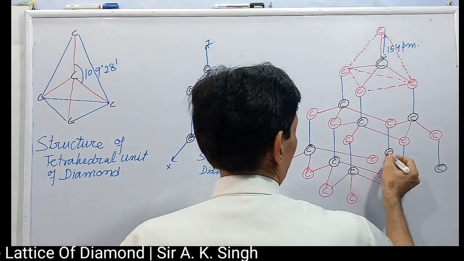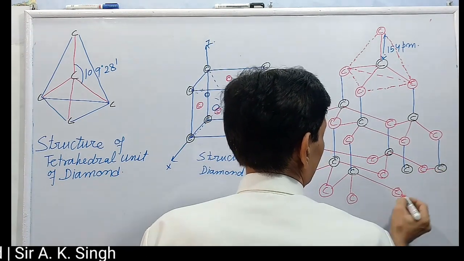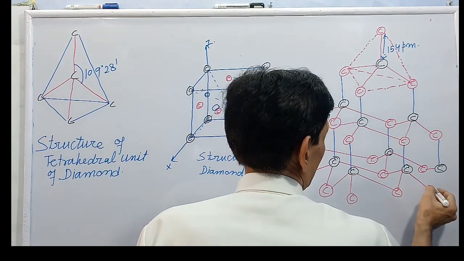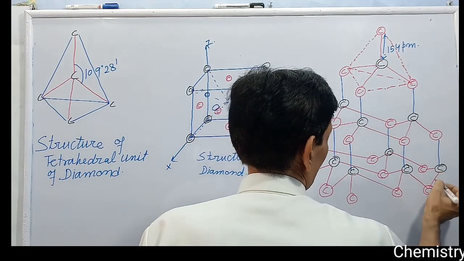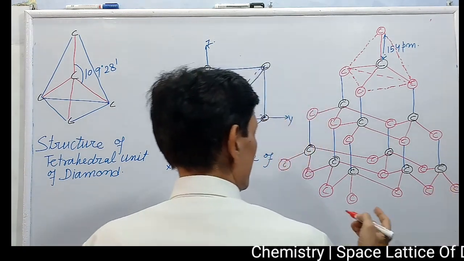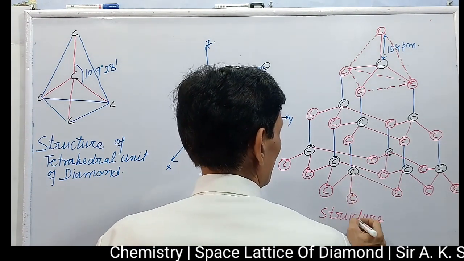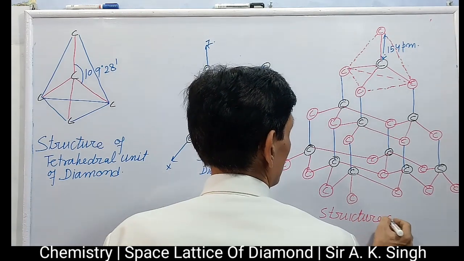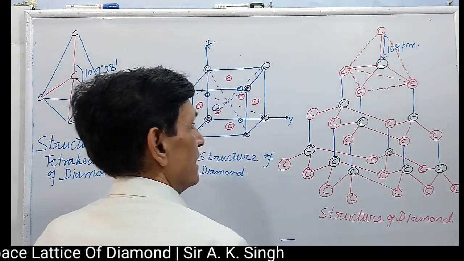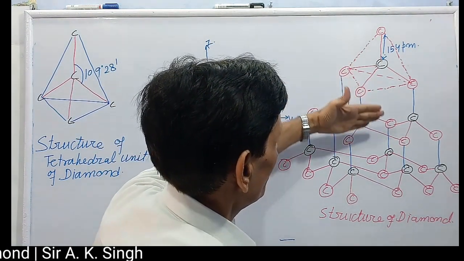Now let us see this one. Here for this, 1, 2, 3. This tetrahedron is complete. For this one, 1, 2, 3. This tetrahedron is also complete. Now let us see this one. 1, 2, 3, 4. This tetrahedron is complete. Now the giant molecular structure of diamond. Giant molecule. This is also the structure of diamond, the 3D structure as a giant molecule structure.